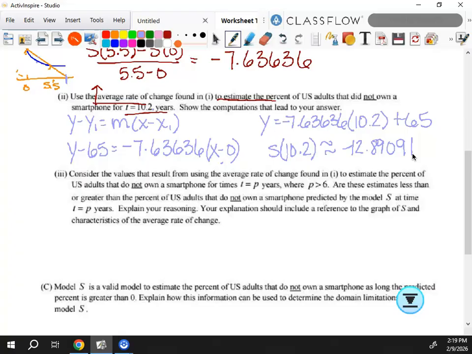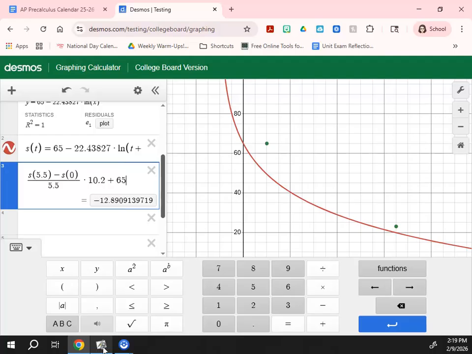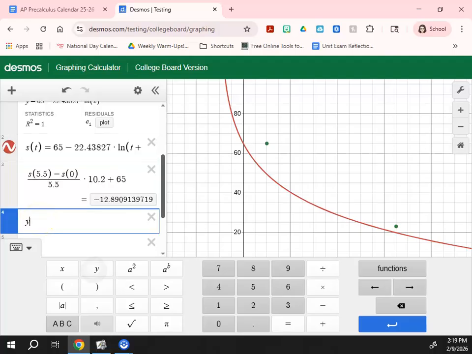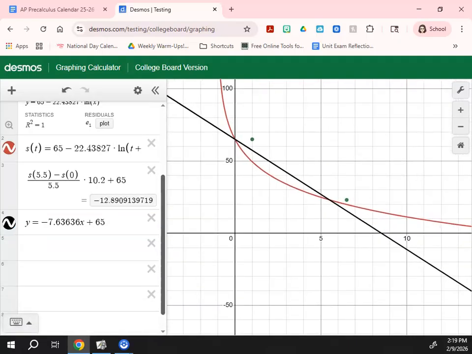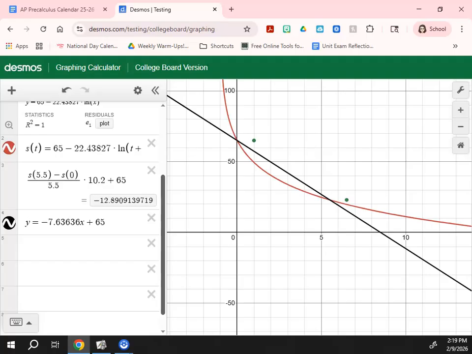But let's look at what's happening. You wouldn't have to do this on the actual question, but just because I want you to understand what's happening here, let's type in this equation. This is y equals negative 7.63636 times x plus 65. Okay. And again, you totally would not have to do that for this question, but my red curve is my actual estimate. It's still not really the actual function. It's the actual regression. It's still an estimation.